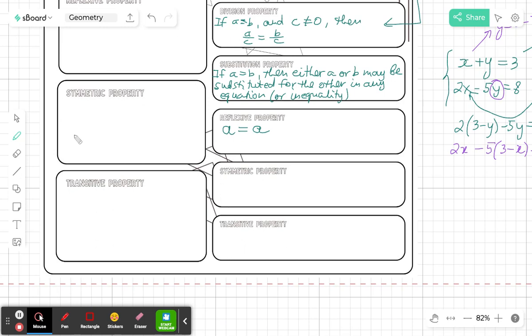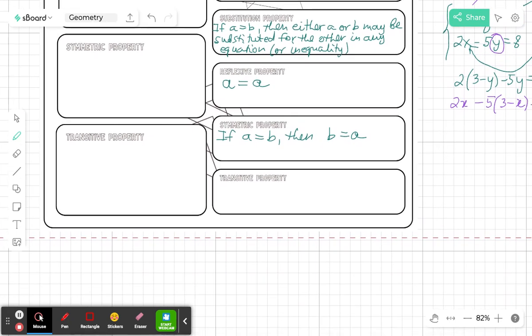Reflexive property. Okay, that's it. Symmetric property, also very simple. If A equals B, then guess what? Surprise, surprise, B equals A. Right? So all those are very logical, make sense, don't need to explain much about them.